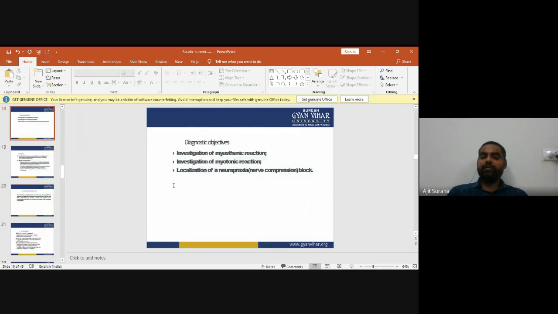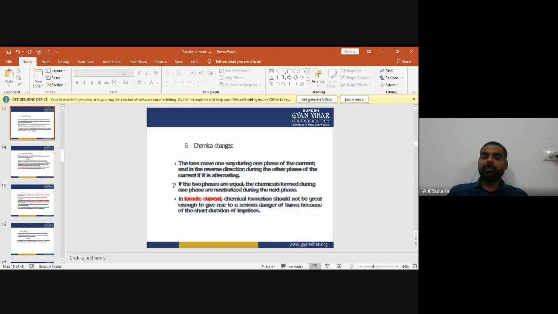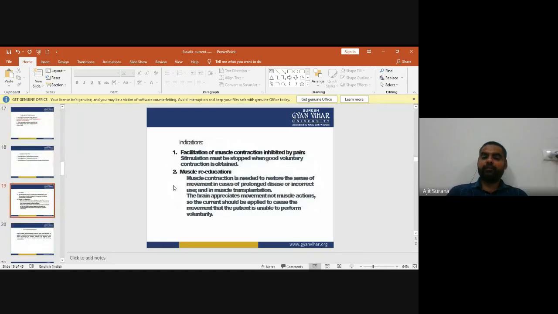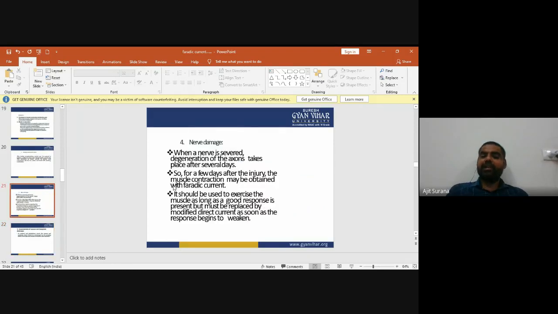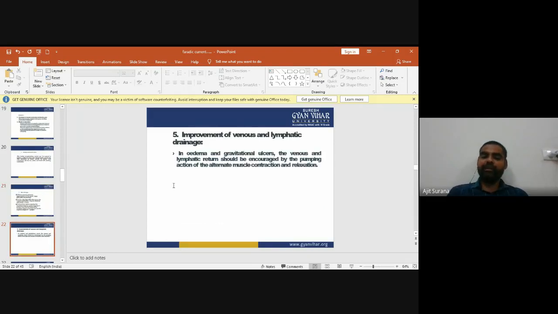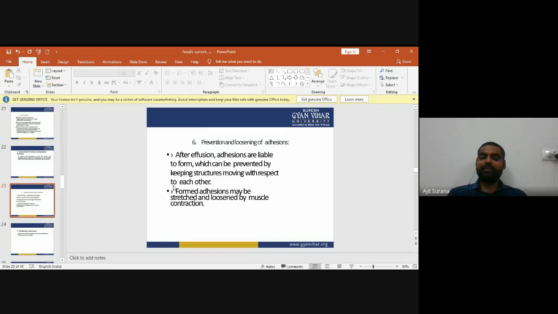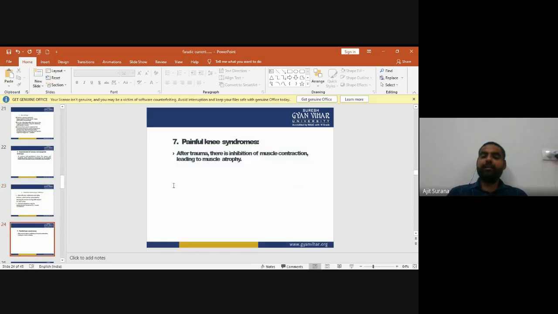This is all about the indications of Faradic type of current. They are used in facilitation of muscle contraction inhibited by pain, muscle re-education, training in new muscle actions, nerve damage, improvement of venous and lymphatic drainage, prevention and loosening of adhesions, and painful knee syndrome conditions.